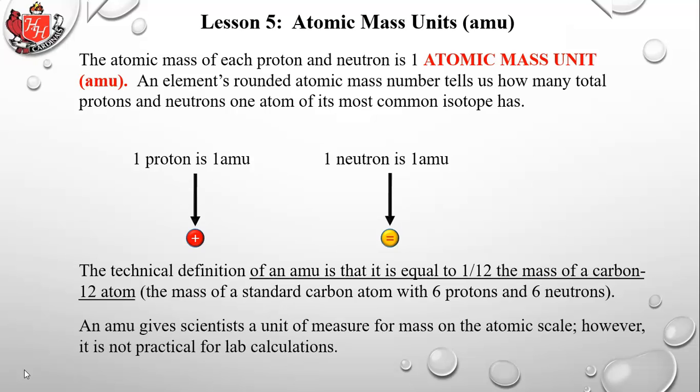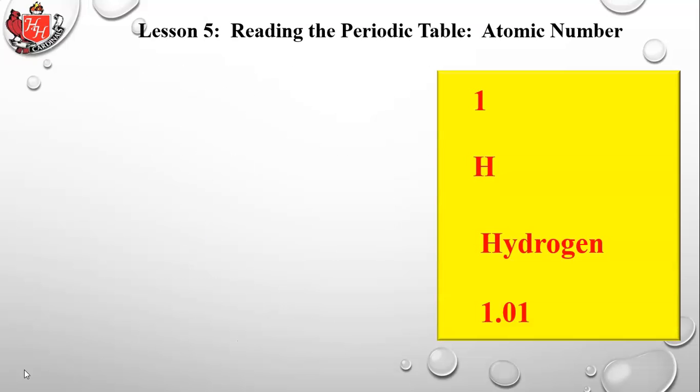An AMU gives scientists a unit of measure for mass on the atomic scale. However, it's not practical for lab calculations. We simply don't have scales that can measure something that light with that little mass to it.